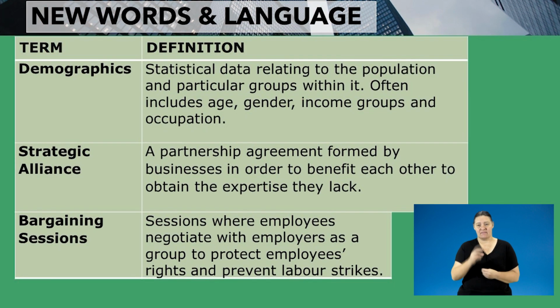We have demographics: statistical data relating to the population and particular groups within it, often including age, gender, income groups, and occupation. Then we have strategic alliance: a partnership agreement formed by businesses in order to benefit each other, to obtain the expertise they lack. Then the last word that we have is bargaining sessions: sessions where employees negotiate with employers as a group to protect employees' rights and prevent labor strikes.